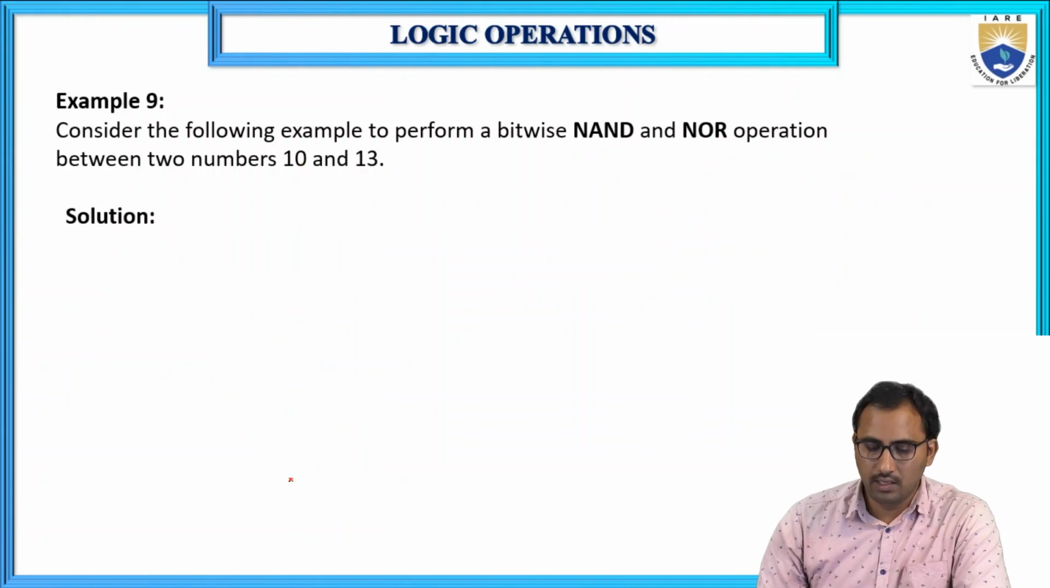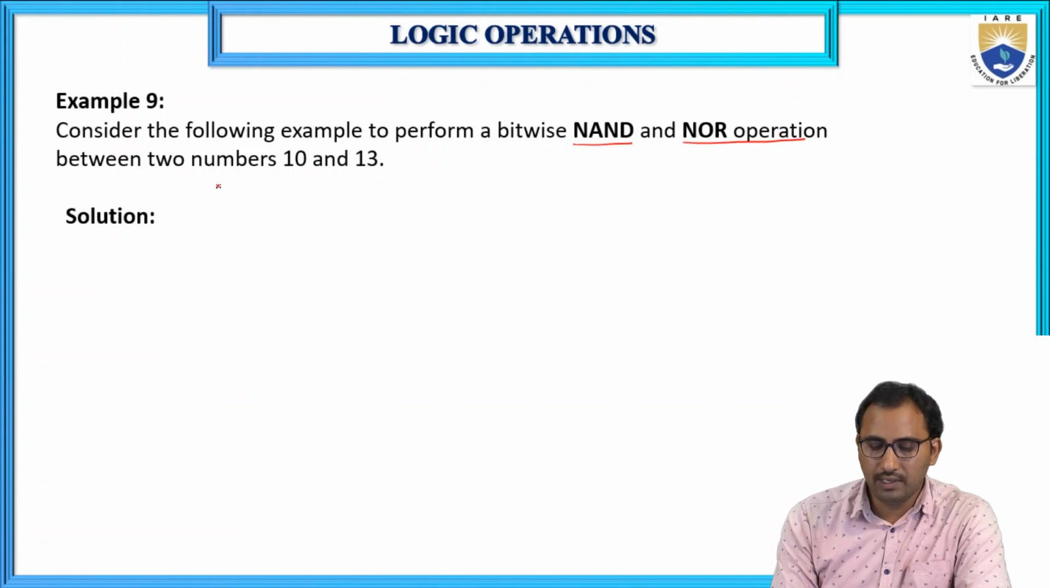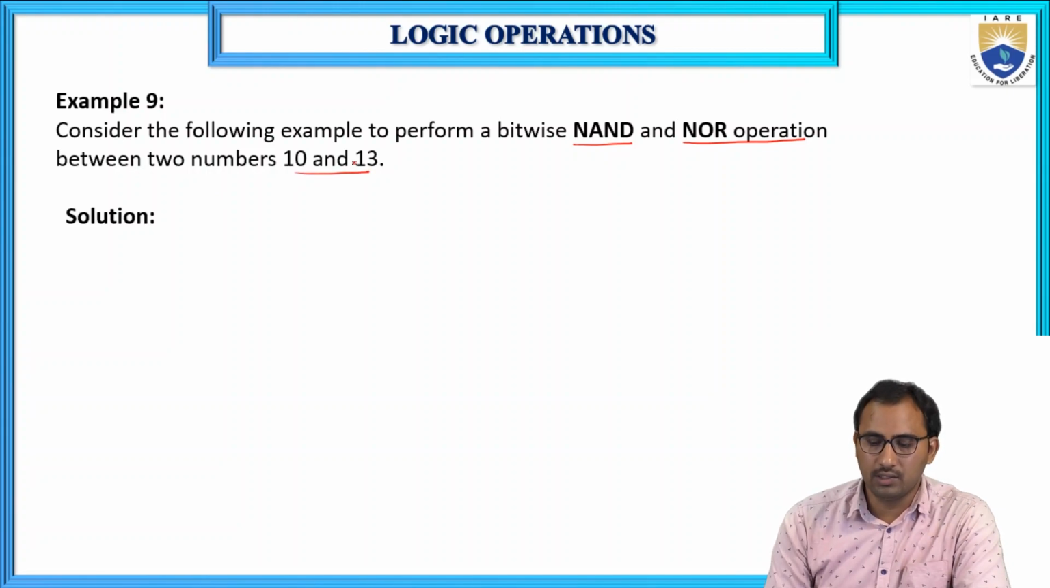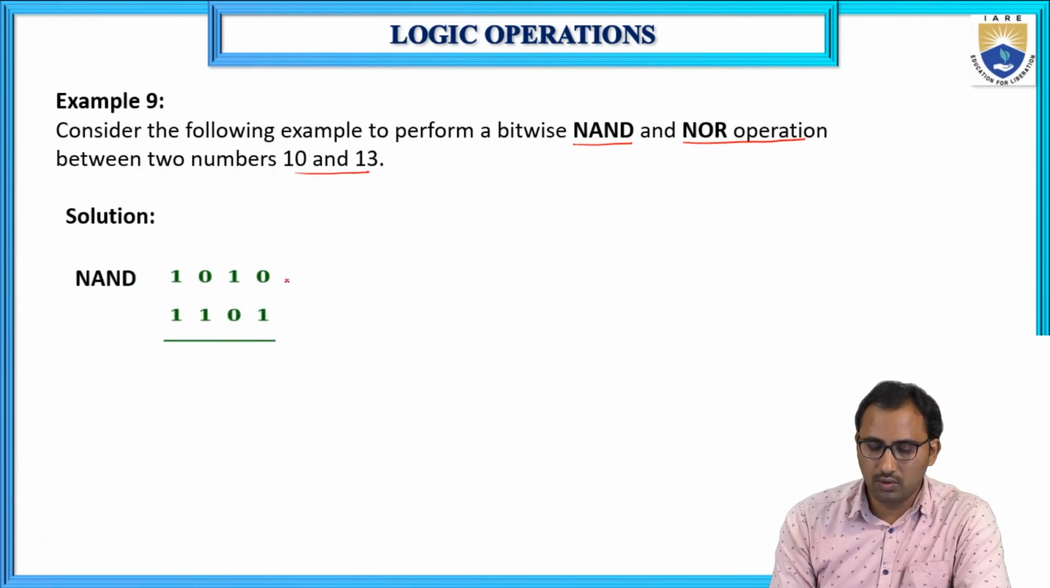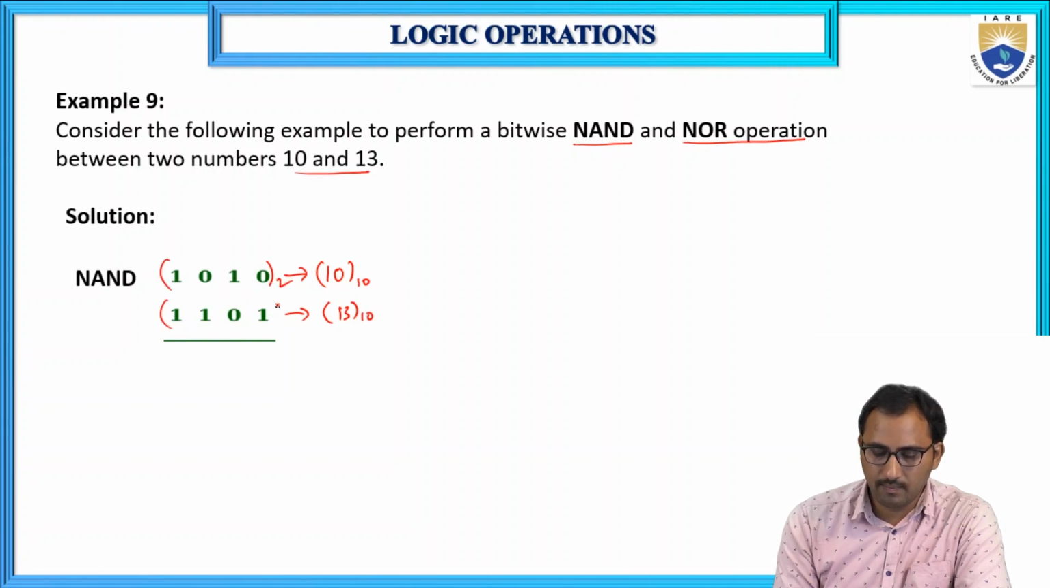Next, example 9. Consider the following example to perform bitwise NAND and NOR operations between the two numbers 10 and 13. Already we have seen how to convert decimal numbers into binary. The equivalent binary number of 10 is 1010 and of 13 is 1101.